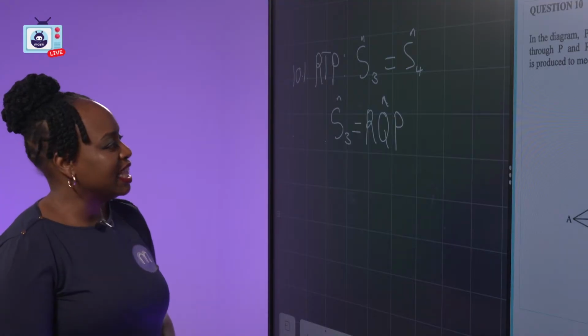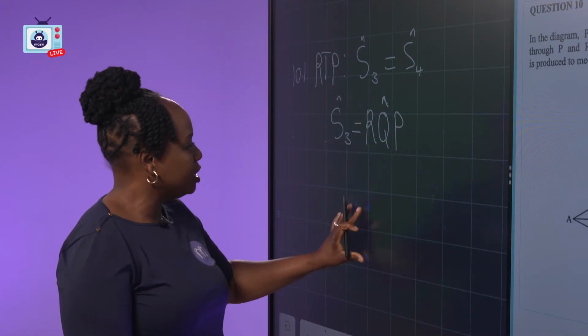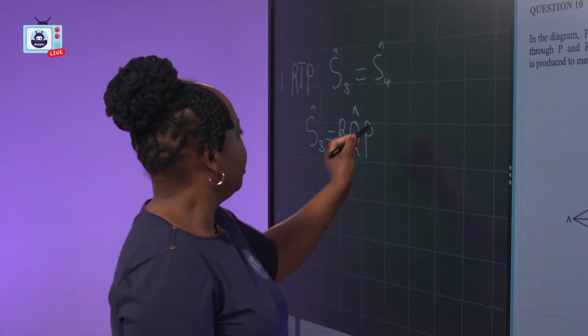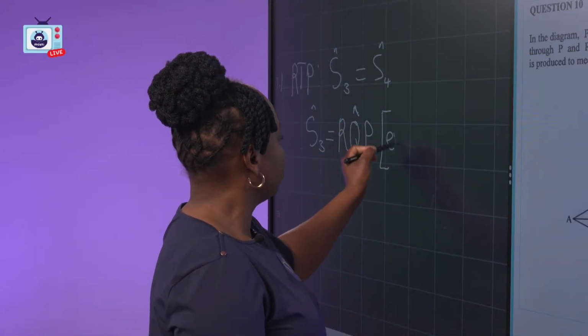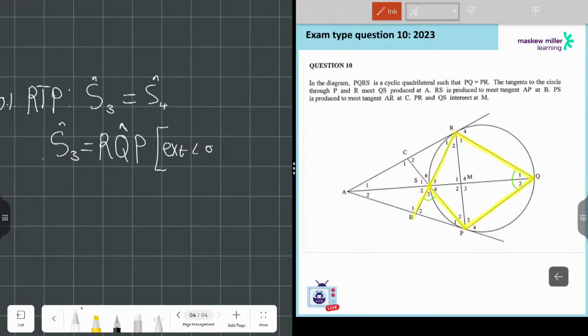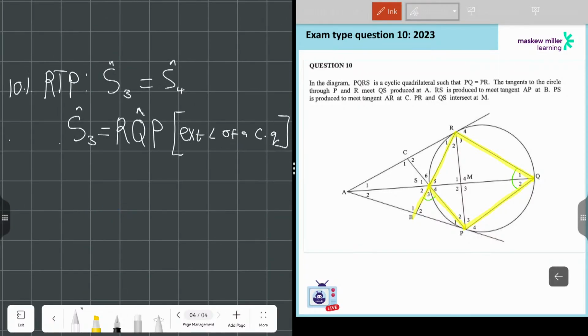So I am saying that the angle S3 equals Q, right? The whole of Q. Why? Then I'm going to put my reason: exterior angle of a cyclic quad. So the exterior angle of a cyclic quad equals the opposite interior angle. Right, so that's the first thing I found. And remember, I want to end up with S3 equals S4. So let's see what else we can have.